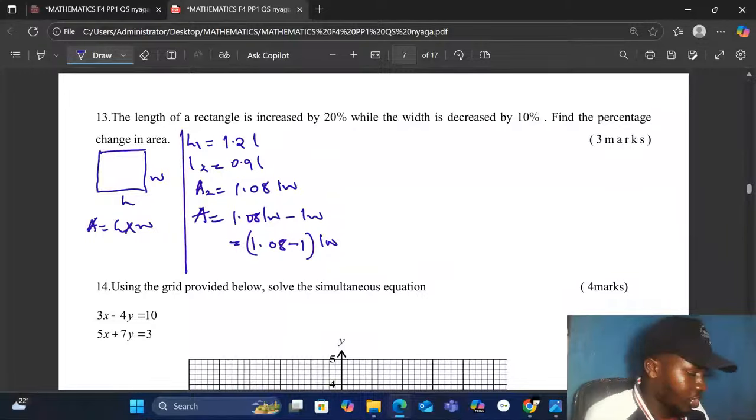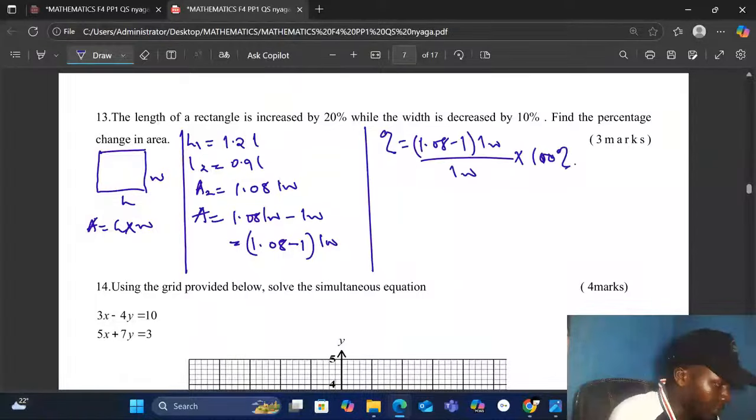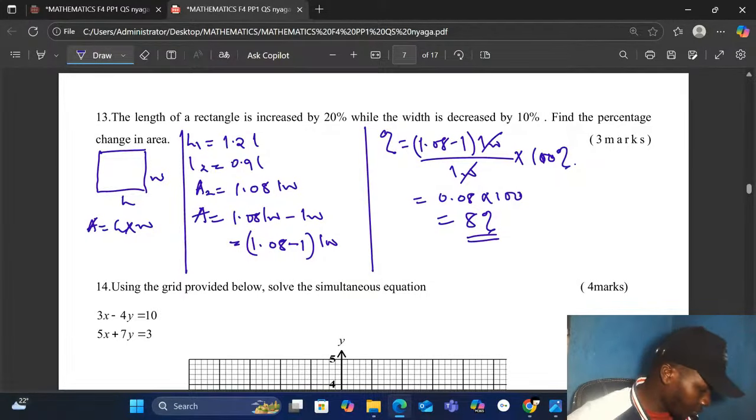Percentage change. So the percentage change is now 0.08 times 100. Remember, LW cancels with LW, so that we have 8%. Now this is the percentage change in the area.